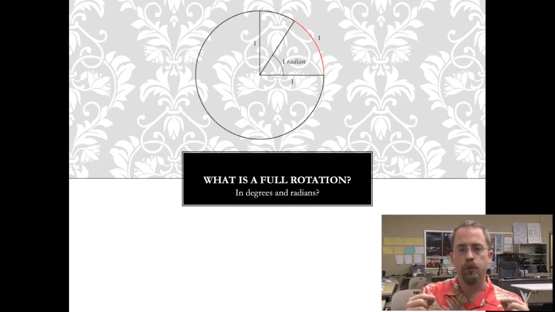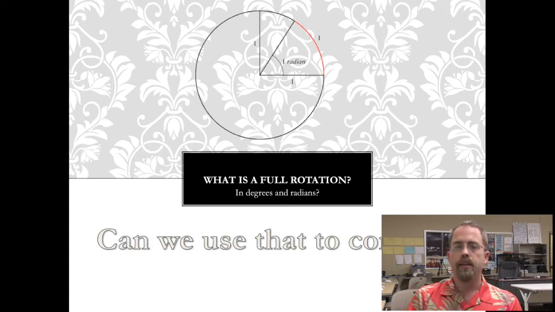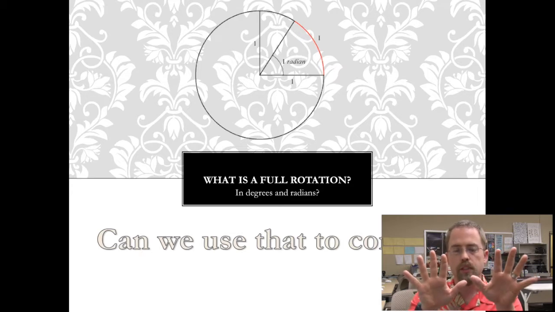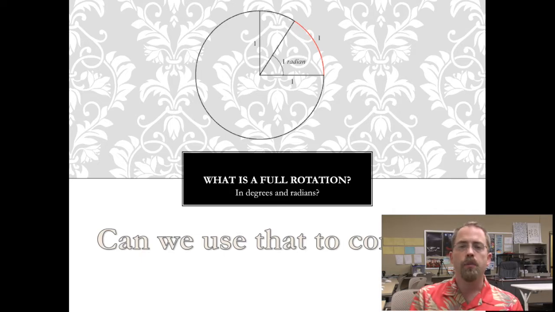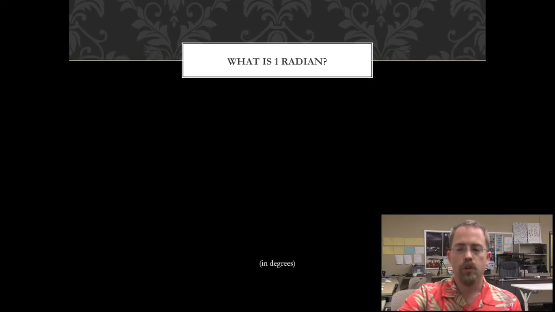How many units of the radius do you need to go all the way around? Well, you need 2 pi, or you need 360. So those are going to be equivalent to each other. 2 pi radians equals 360 degrees, okay? And that's not the most perfect number to convert. There's a 2 on both sides of that equation. So if you imagine 2 pi equals 360, divide both sides by 2, and we will get pi radians equals 180 degrees. So if we use that system now, what is 1 radian?